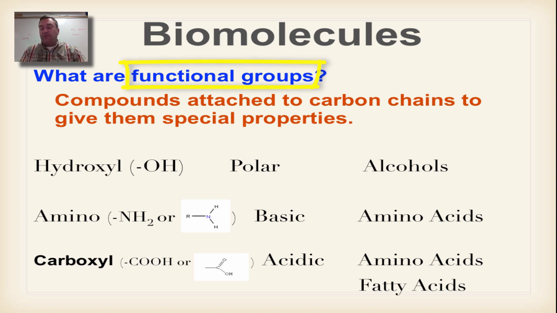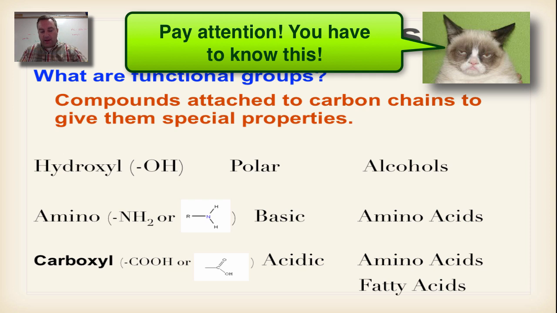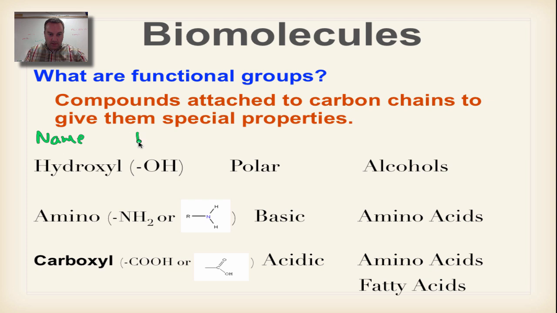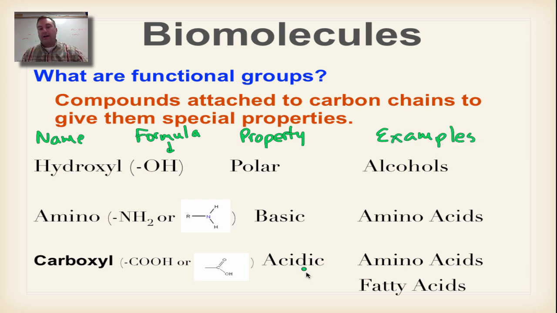Now, there are lots of different functional groups, but you have to memorize 3 of them, and they're listed here in this table. So let's add some information here. Okay, so over here we have name. This here is the formula, so this column. And this would be the special property. And then this would be examples of compounds who have it.